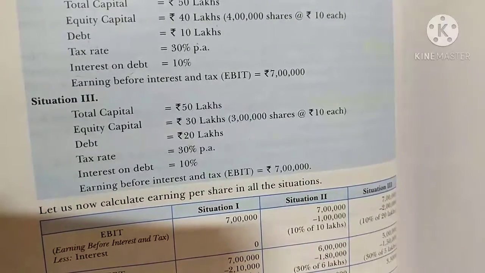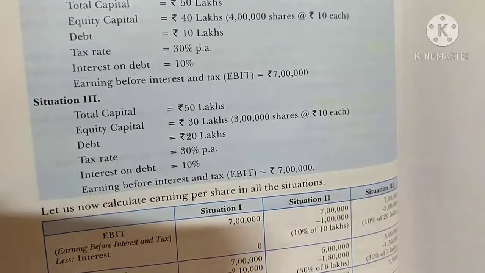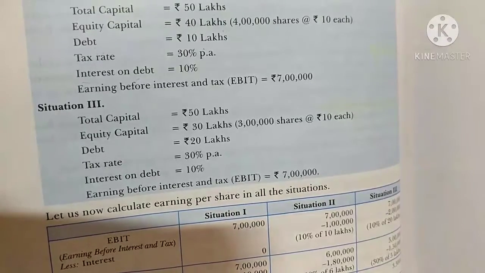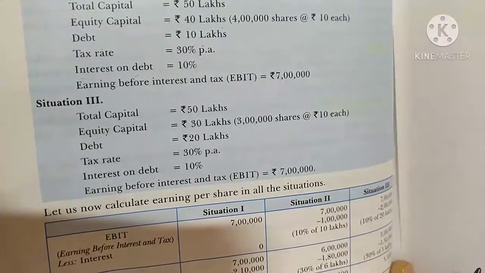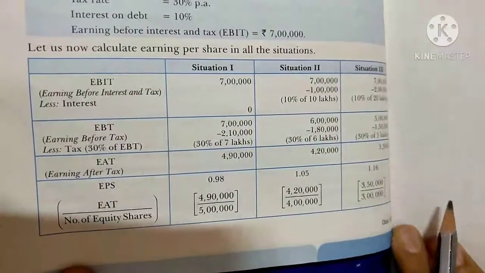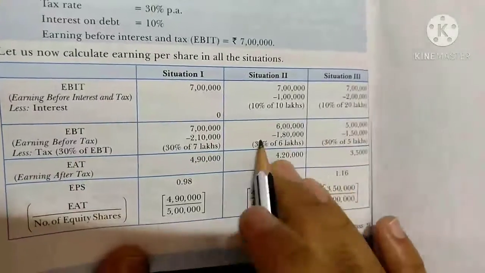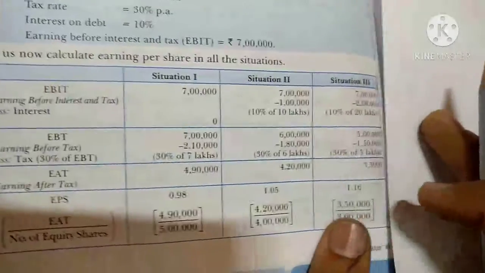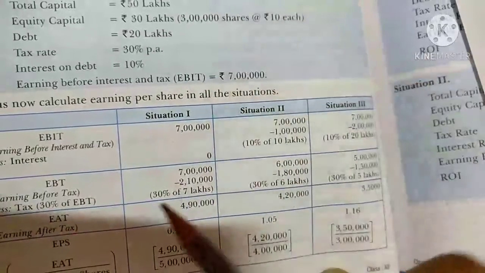Now let us calculate earning per share, it means EPS. Then we will understand why I said that if more debt will be there, then more earning of the company will be there. It is beneficial for company. Let us understand with this table. Now EBIT means earning before paying interest and tax was 7 lakh in all the three situations. Just pay attention here. 7 lakh, 7 lakh, 7 lakh. In all three situations we have seen earlier.